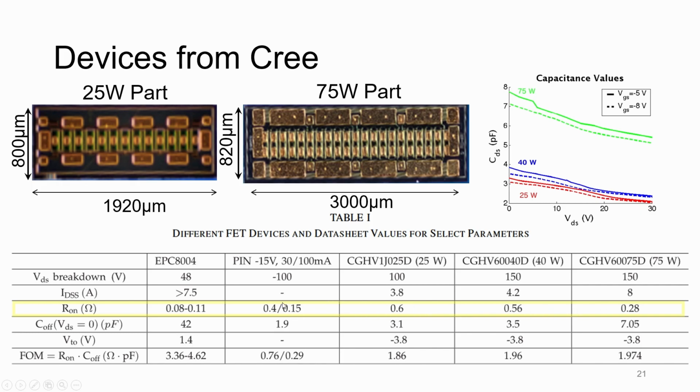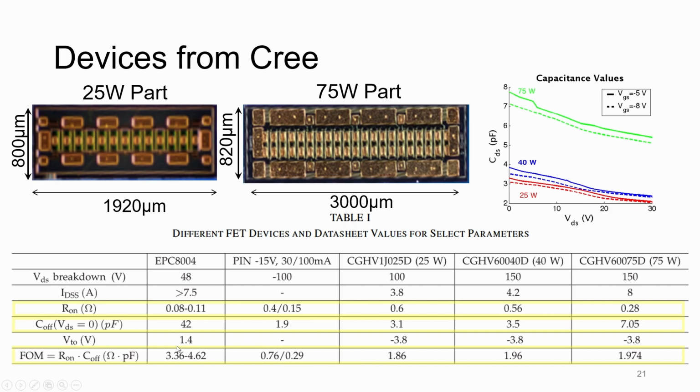Now, if you look at C off though, you'll see that their off capacitance is 42, which is several times the off capacitance of the pin diode as well as the Cree devices. But we will focus now on the figure of merit, which is the R on C off product. Comparing them, we can see that the Cree devices outperform the GaN FET device by a factor of 2-ish. The pin diode does better than the Cree devices as well as GaN FET.